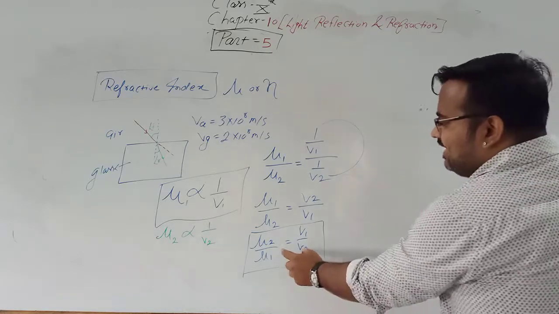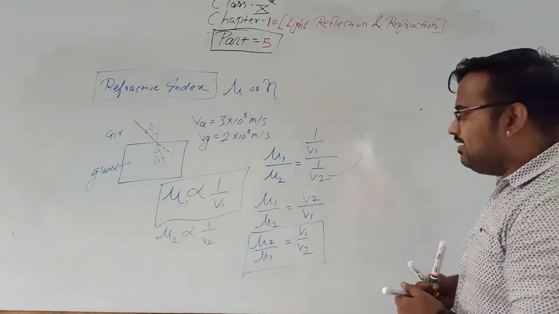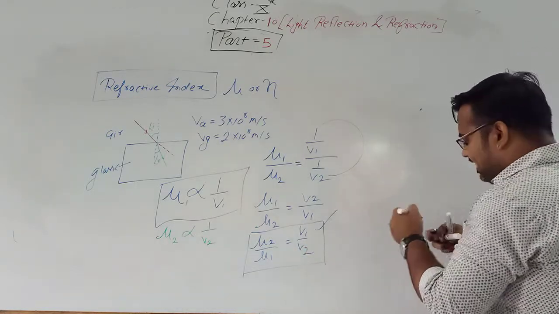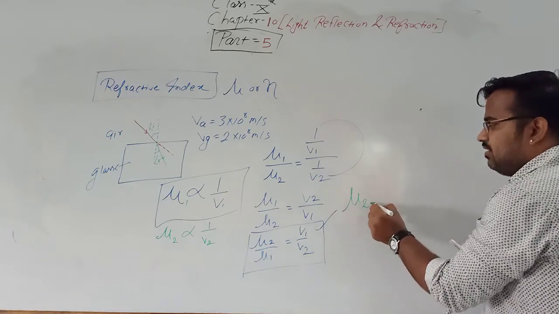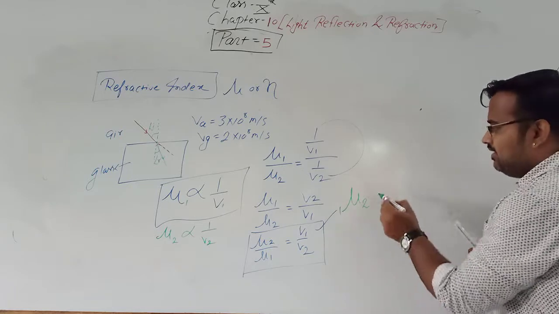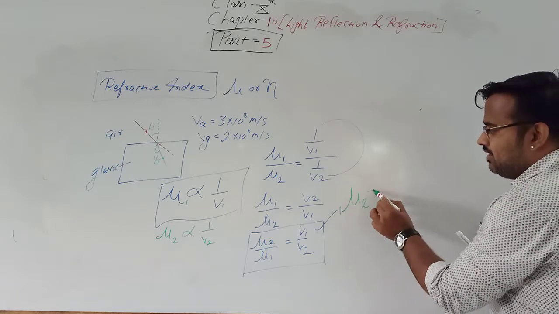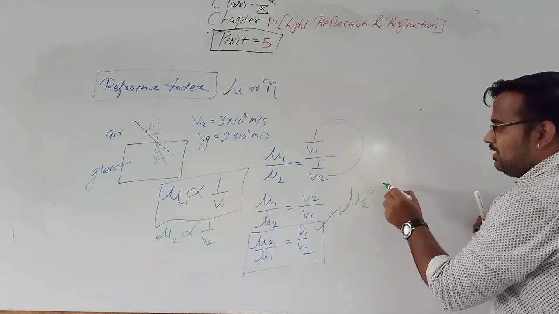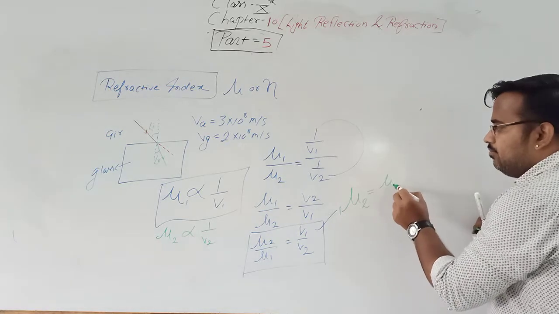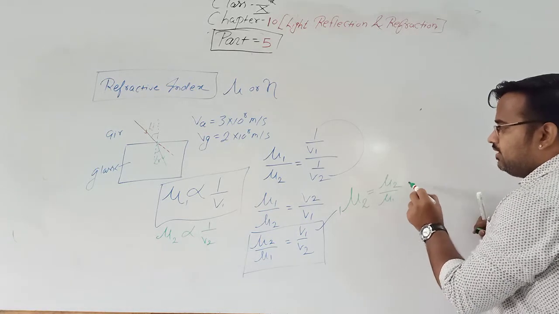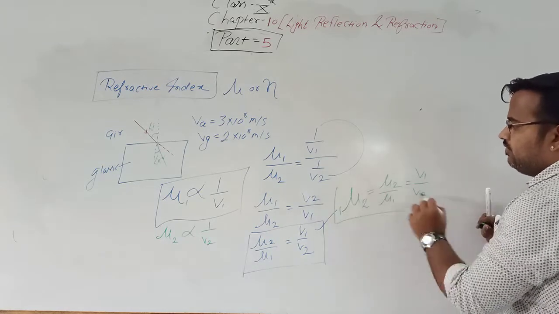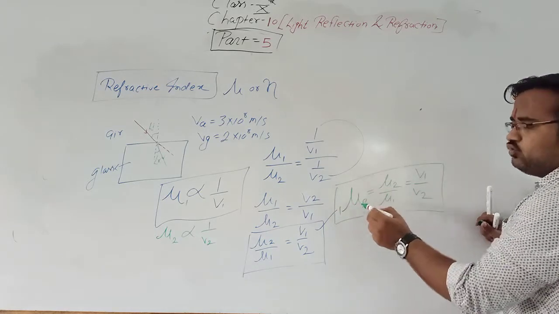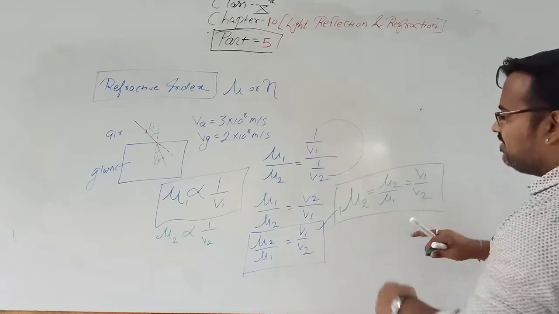This is the main expression on which the numerical can be asked, and I can write this expression as the refractive index of the second medium with respect to the first, mu2 upon mu1, which is equal to V1 upon V2. You should write these two expressions in your notebook.